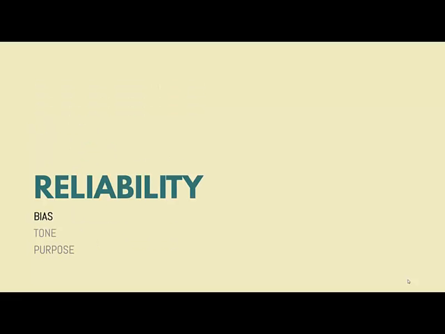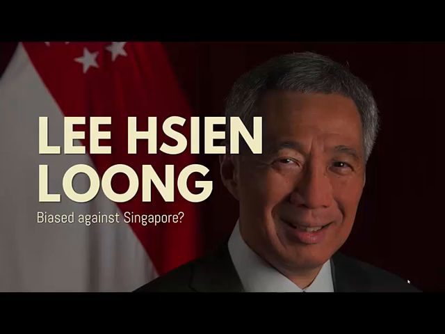Let's take a look at bias. I'll be doing the purpose more in detail, but bias will be just to explain so that you understand how to do it. So bias, for example, we have a very famous person in Singapore. His name is Lee Hsien Loong, and he's the current prime minister.